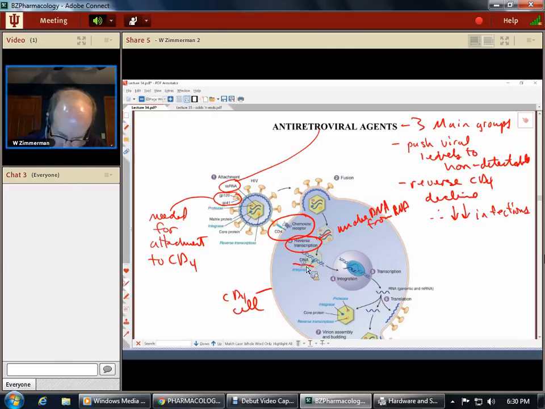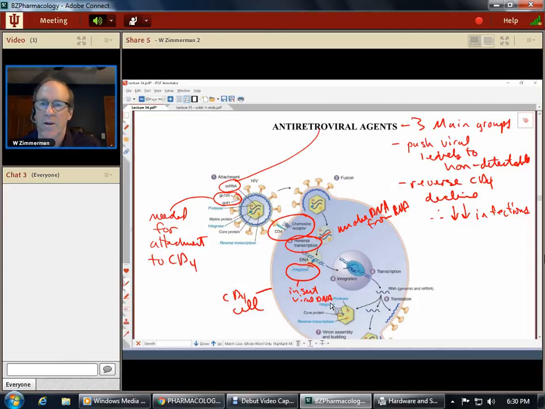Then it has to be integrated into the host genome. You've got this piece of viral DNA, and now it's going to have to get inserted into the host genome if you're really going to get things to go. And that's what the integrase does. It will insert the viral DNA. And we've got integrase inhibitors.